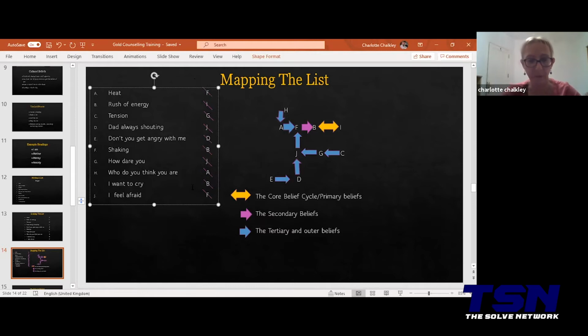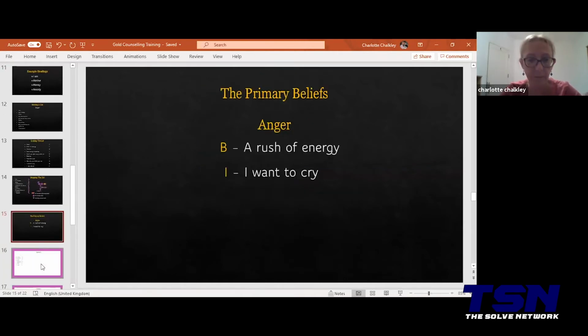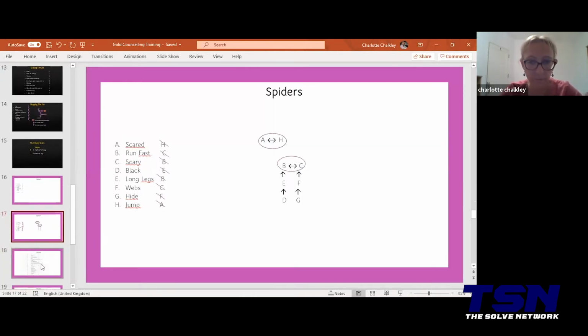So I'll just quickly show you another example of a list. So again, you've got A goes to H, and H goes straight back to A. So that's a really simple core belief system. There's only two letters involved in that, which is scared and jump. So no other letters linked to that.